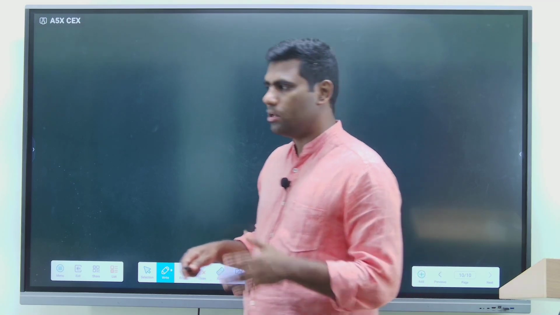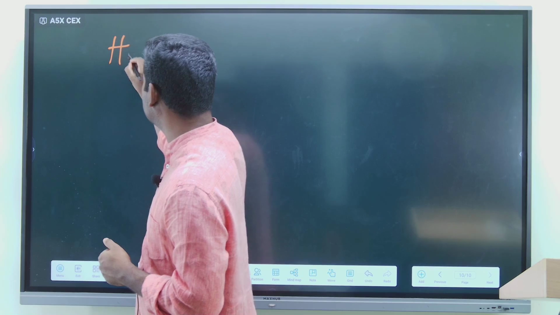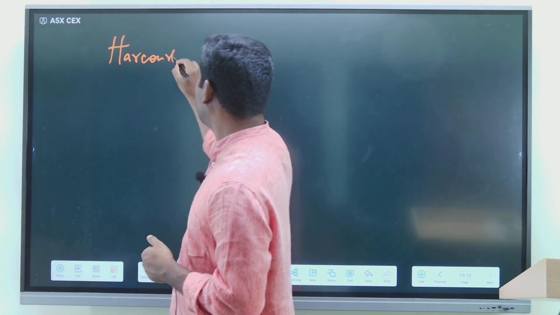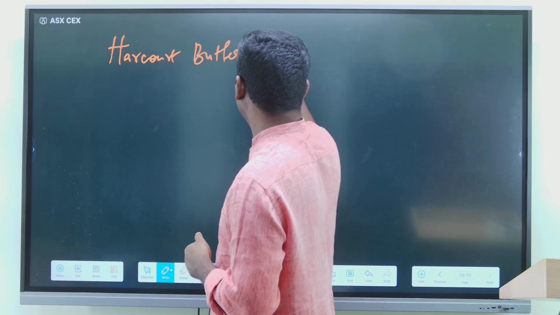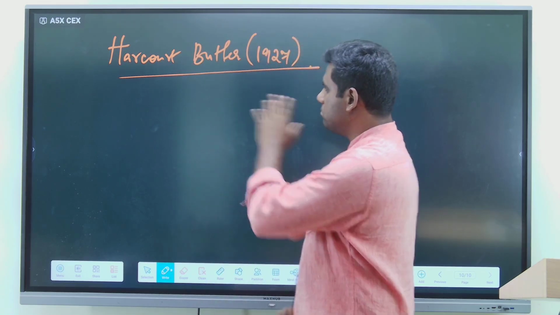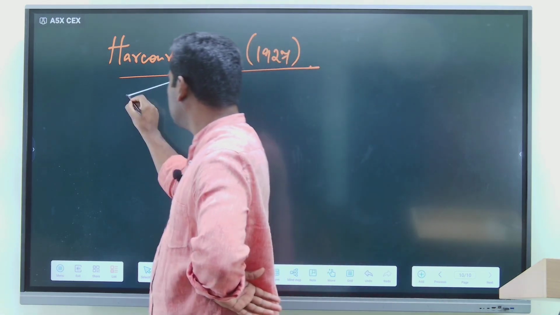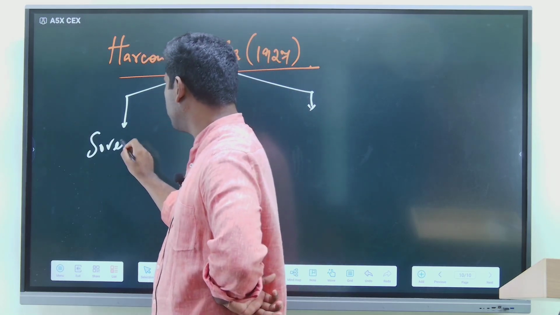So these are the two questions, and it is to settle and answer these two questions that a committee was constituted under the chairmanship of a person called Harcourt Butler. This was a committee that was formed in the year 1927, and the committee had given answers for these two questions. One is on the question of sovereignty.